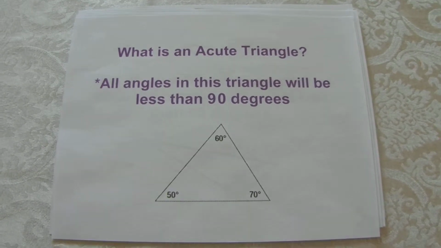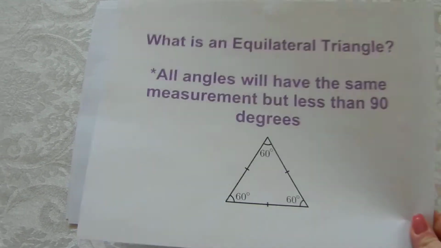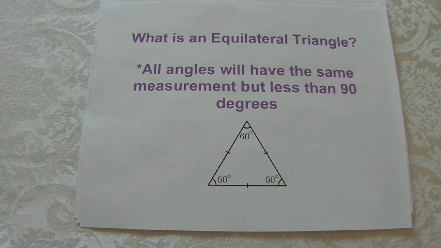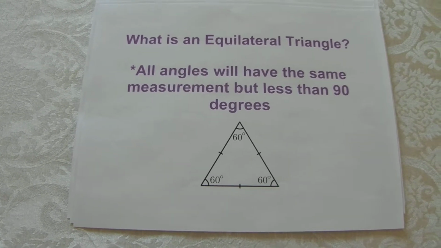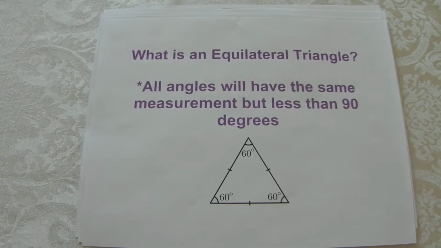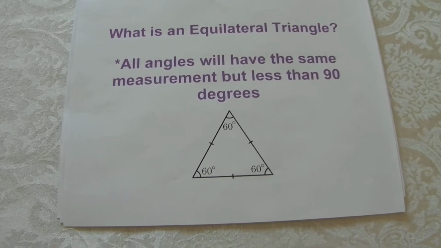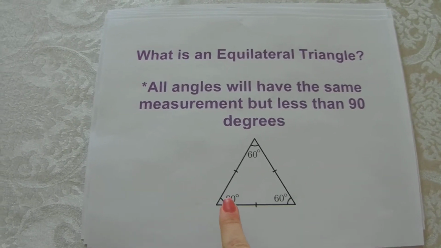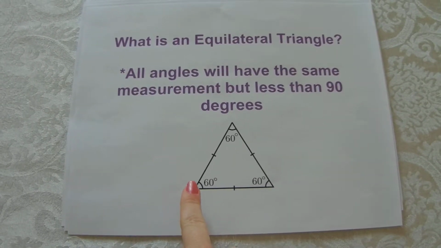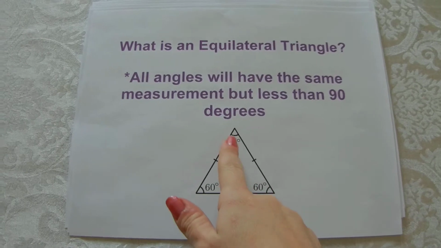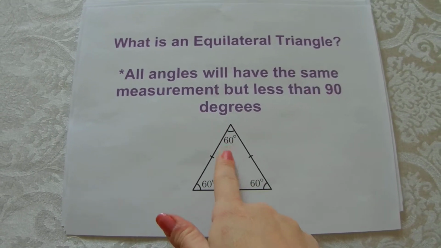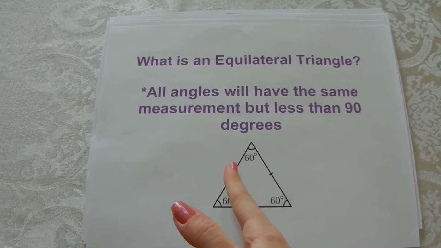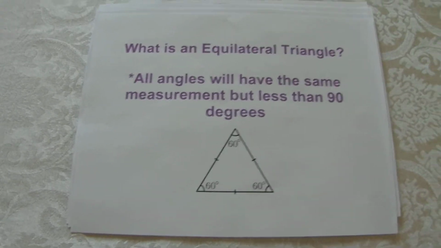And finally, we will be talking about an equilateral triangle. Now, an equilateral triangle is another special triangle. It has all the same angle measures, and if you're measuring sides, all the same sides. So in this example, what we have here is a triangle with three equal angles. All these angles are 60 degrees here. And these lines here signify that all the sides are going to be the same as well.